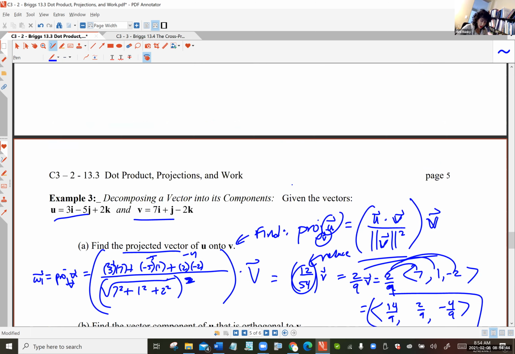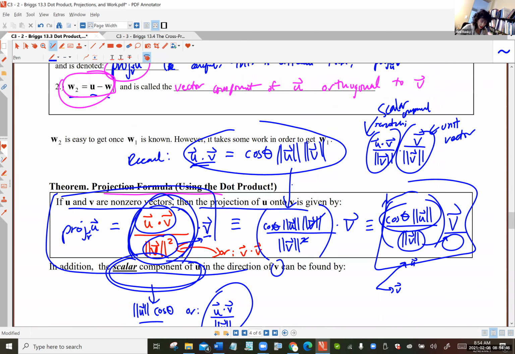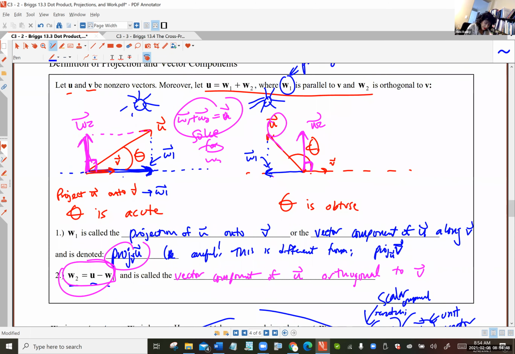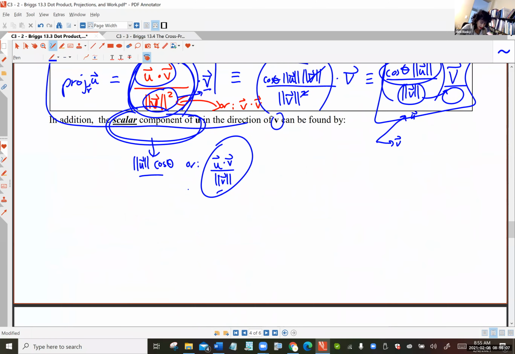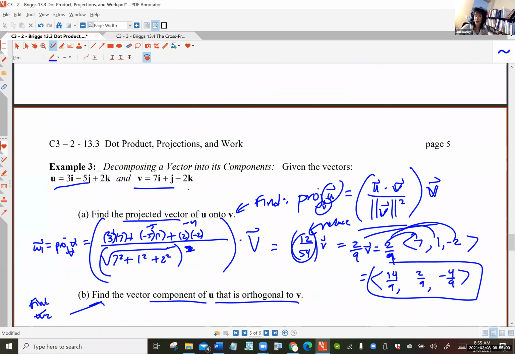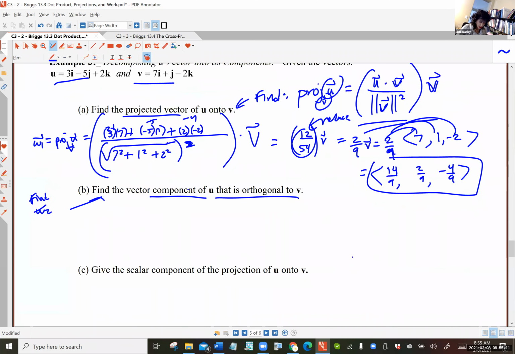So if you look at my diagrams up here, we found the w1 vector, that's the projection of u onto v, and now we want to find this other vector that's making a 90-degree angle with v, and if we add the projected vector with this vector w2, it would give us back our original vector u. And I call it w2. Your book and the homework don't, but I just name it that.